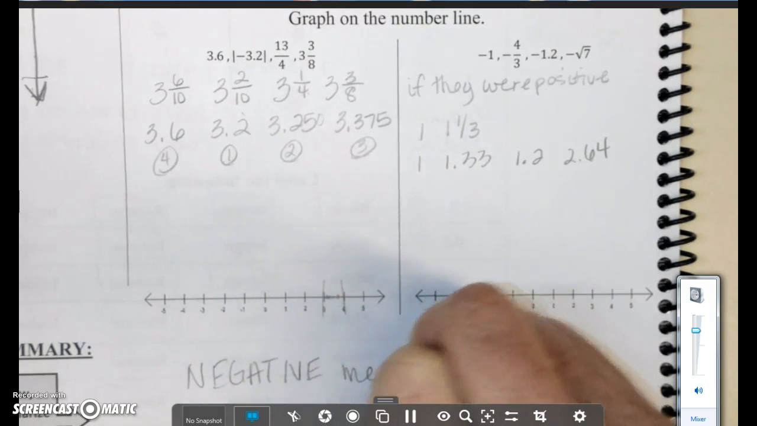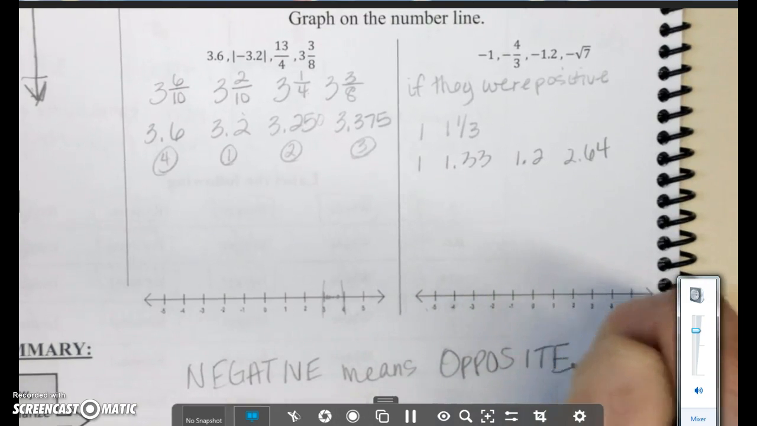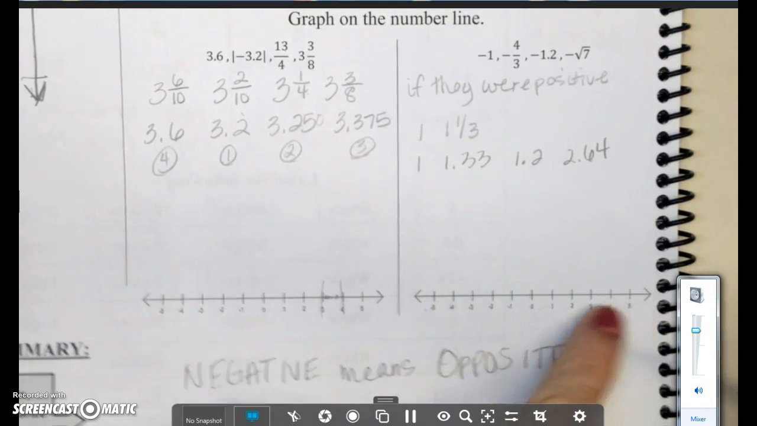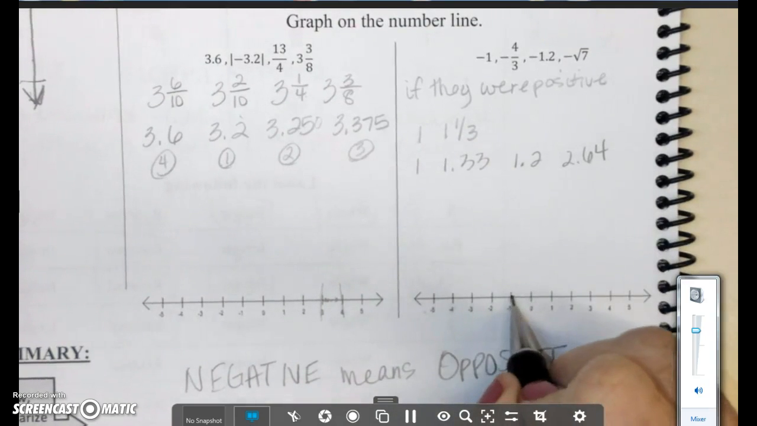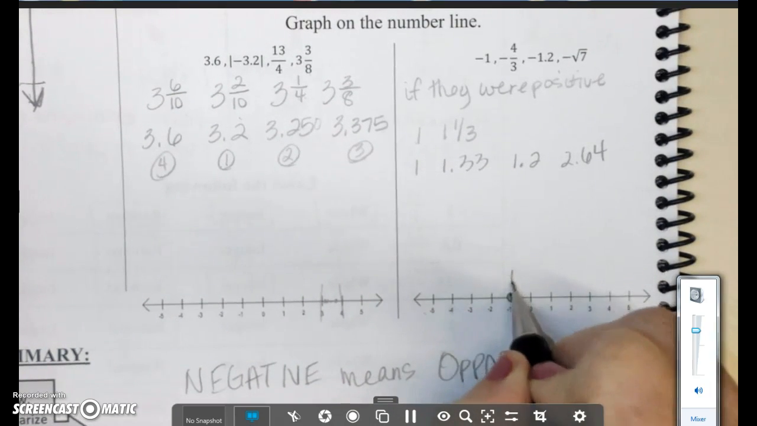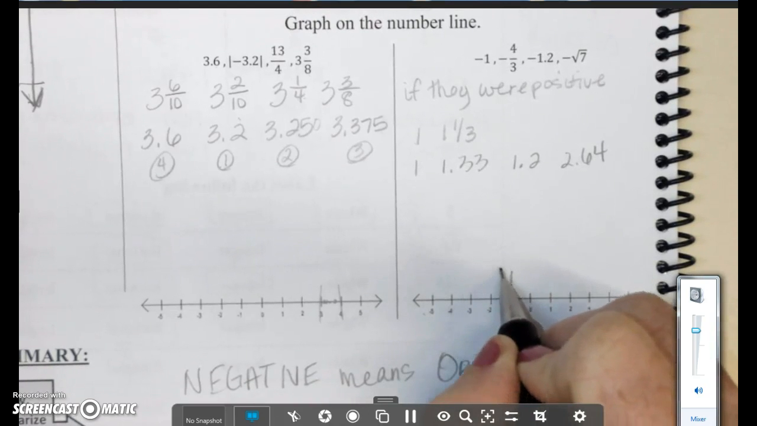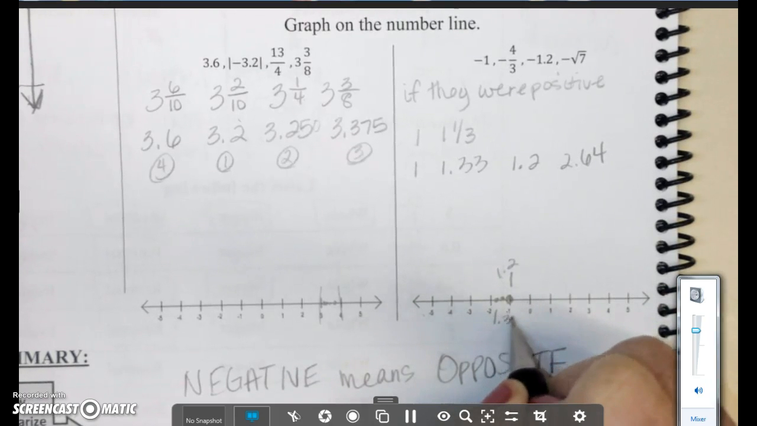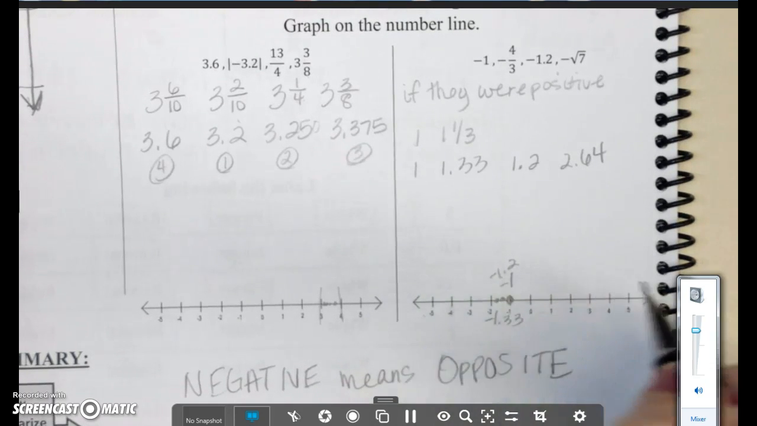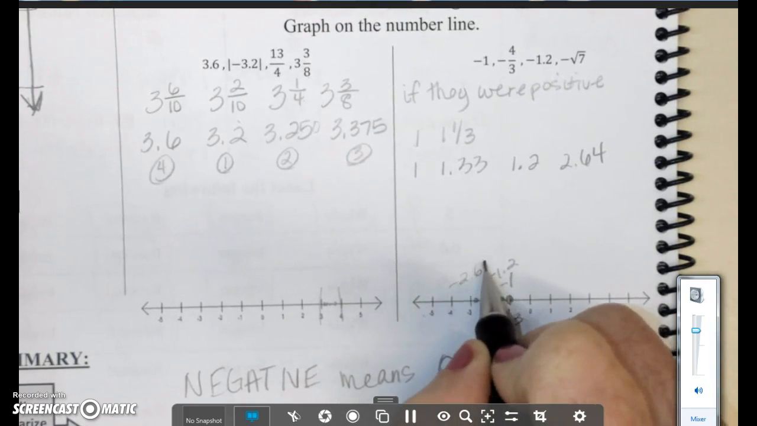Negative means opposite. So instead of graphing those points to the right of 0, we're just graphing those points to the left of 0. So when you're going smaller, you've got a point at 1. This is at 1. 1.2 would be right next to it. 1.33 would be right next to that. These are all negative, of course. And then 2.64 would be over here. So it's just on the other side of 0.